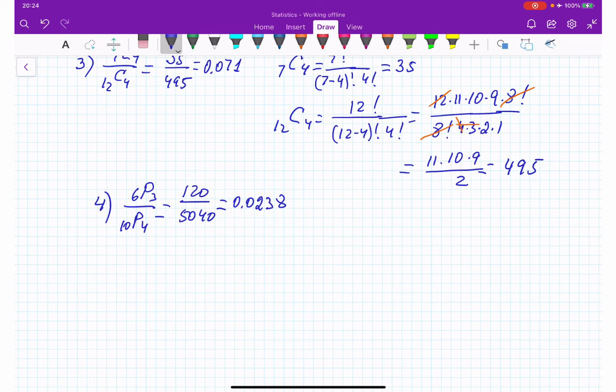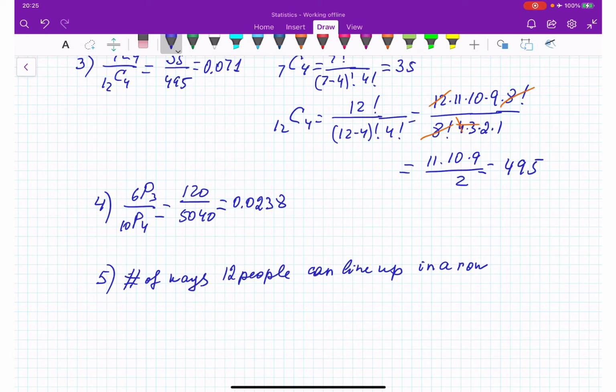Question number 5. One more time, the link to the calculator I'll put under the video. All right. Here we have to decide if the situation involves permutation, combination, or neither. So we have the number of ways 12 people can line up in a row for concert tickets.